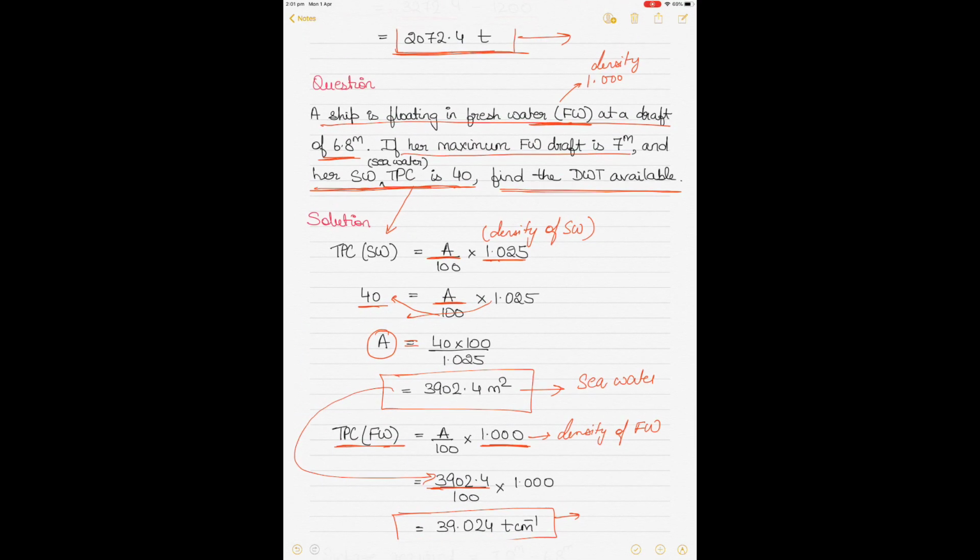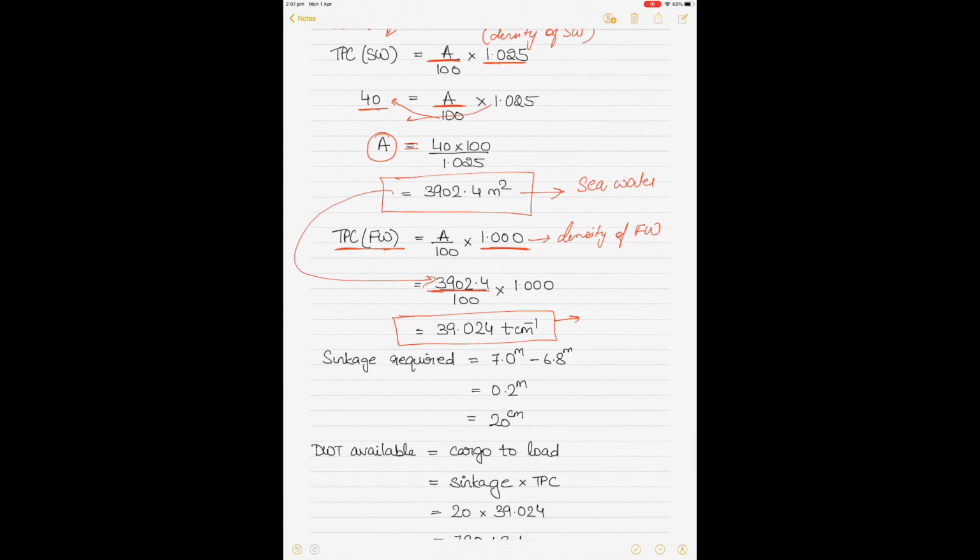Now you remember, the ship is floating in freshwater at a draft of 6.8 meters and her maximum freshwater draft is 7 meters. So she cannot go beyond 7 meters. Her seawater TPC is 40, find the deadweight available. You are already at a draft of 6.8 meters, so you can sink the ship only by another 20 centimeters, or 0.2 meter. You have to find out how much weight you can put on the ship to sink her by another 20 centimeters.